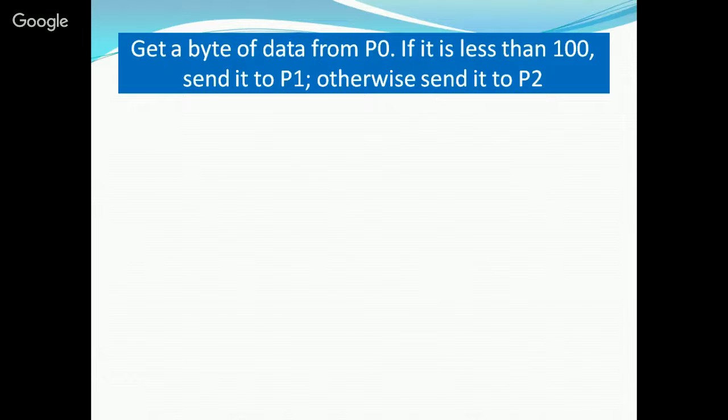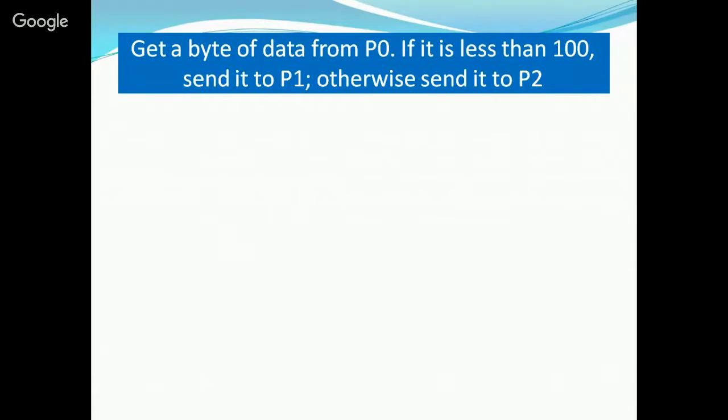then send it to P1, and at P1 let's say a heater is connected. So if the value is less than 100 you have to turn on the heater, and in case it is not less than 100, send it to P2, so maybe some alarm is connected there. If it is greater than or equal to 100, then the alarm should ring. Now how to send these values to the real-time port, we will see in this program.